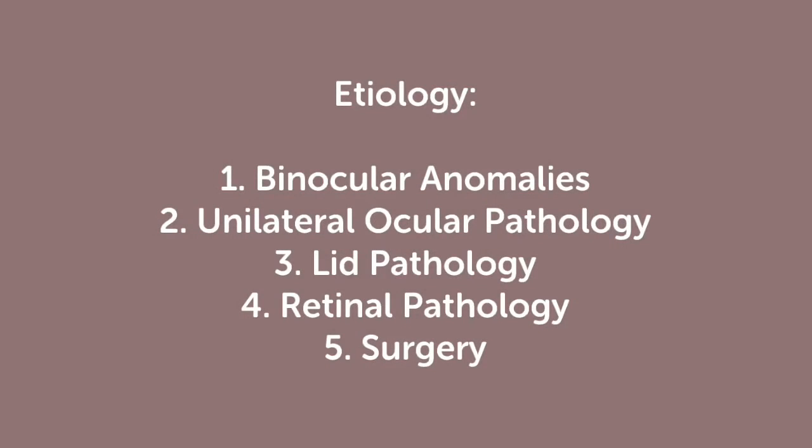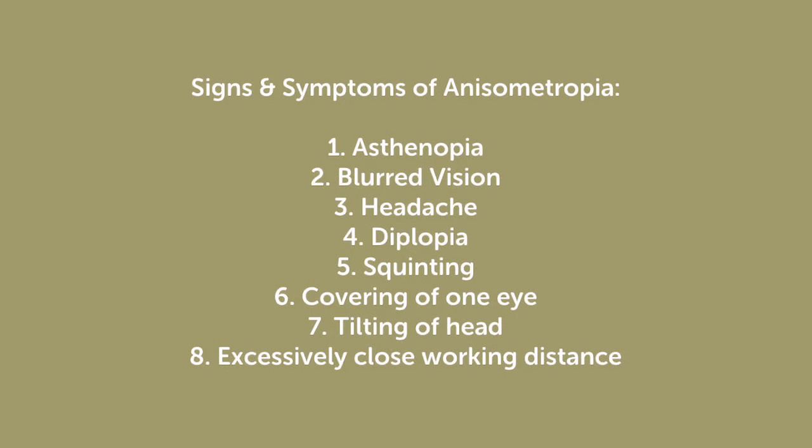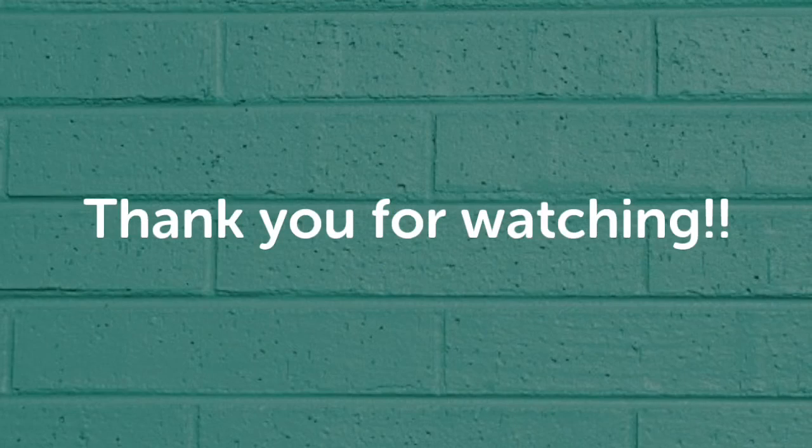Anisometropia is a condition in which the eyes have relatively different conditions. One may be higher or lower, or the other may be myopic and hyperopic. Causes of anisometropia are binocular anomalies, unilateral ocular pathology, lid pathology, retinal pathology, and surgery. Common signs and symptoms of anisometropia are asthenopia, blurred vision, headache, diplopia, squinting, covering of one eye, tilting of head, excessively close working distance.